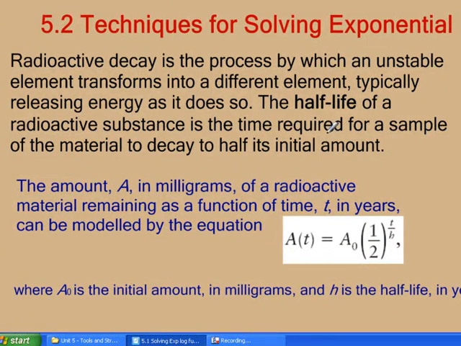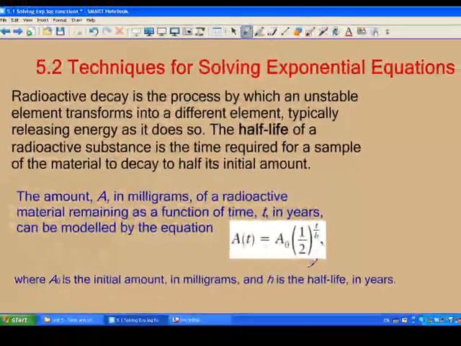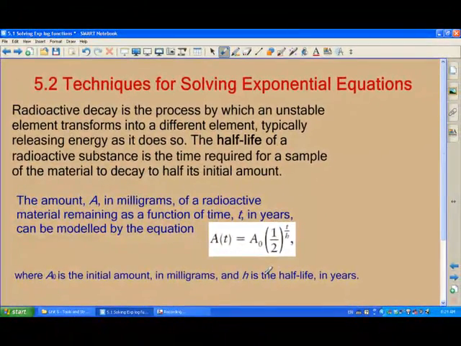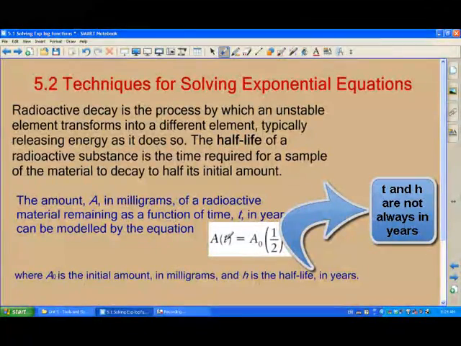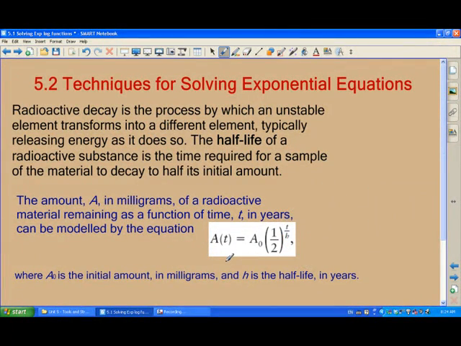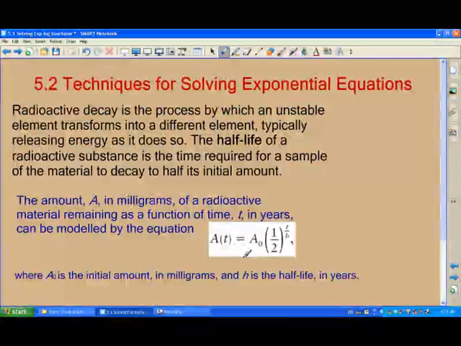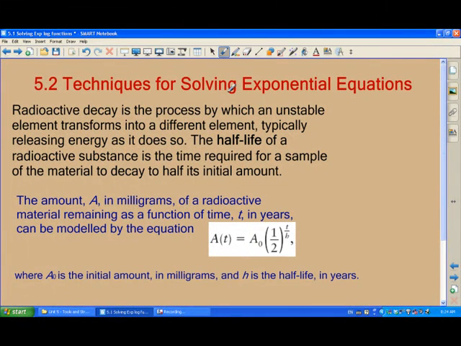The equation for this is related to the equation for compound interest. So our initial amount is multiplied by a factor of 1/2 raised to the power of t over h, where h is the half-life and t is how long you've been observing it or how long it's been sitting there. And then A of t would be the final amount that you end up with. So we're going to be using this equation to start off by solving some problems.